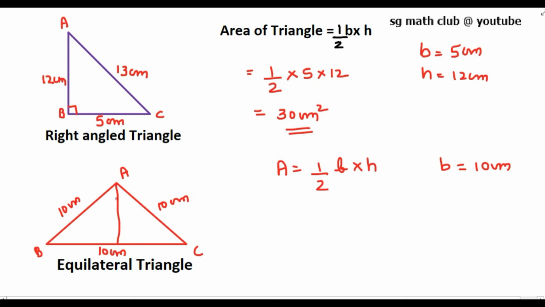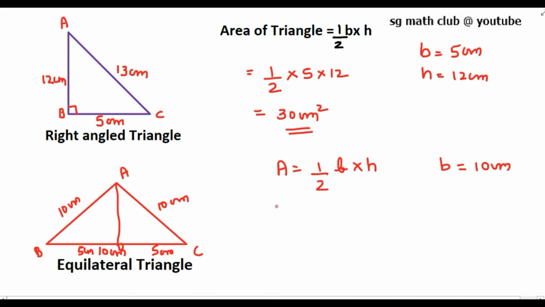We know that for an equilateral triangle, if you draw an altitude from the vertex to the opposite side, it divides the side into two equal parts. We can name this point D. So BD is 5 cm and DC is 5 cm. So we need to find the height AD.